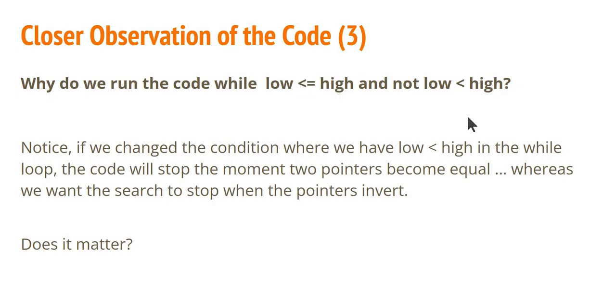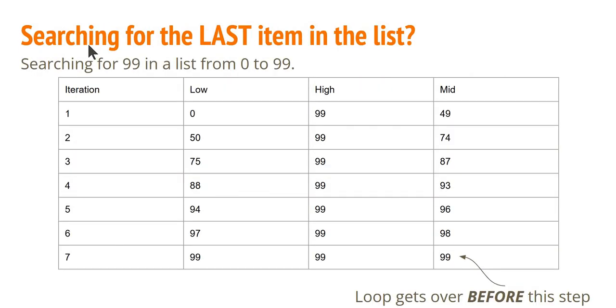Well, the right way to think about it is, which is the condition where this actually plays out? One such condition is when I'm searching for the last item in the list. For example, in a list from 0 to 99, I'm looking for 99. Let's see how this plays out.